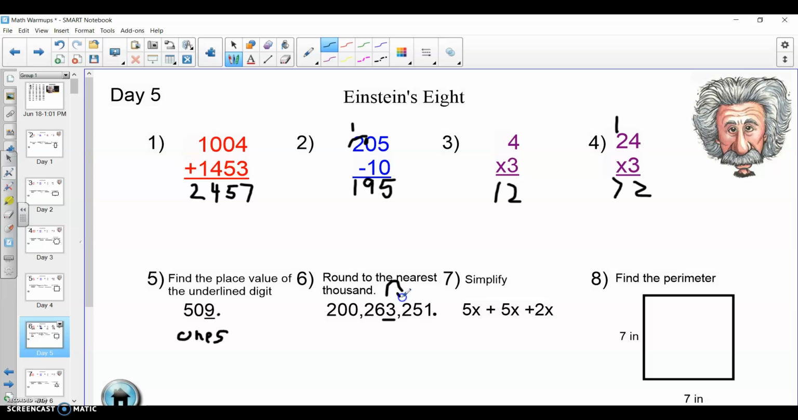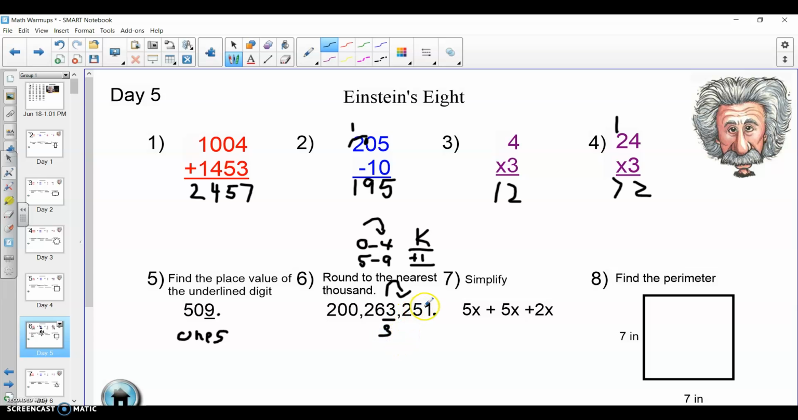What are our neighbor rules? Anybody? Addison? Okay, so 0 through 4 is keep, or the underlying number does not change. And if it's 5 or above, you're going to add 1 to the underlying number. And that's why they're underlined, because you're dealing with the underlying number, not the actual neighbor. So in number 6, the underlying number is 3. The neighbor 2 tells you to go ahead and keep the 3.